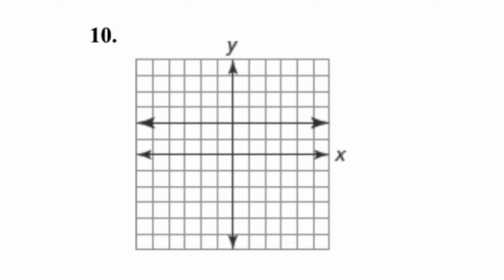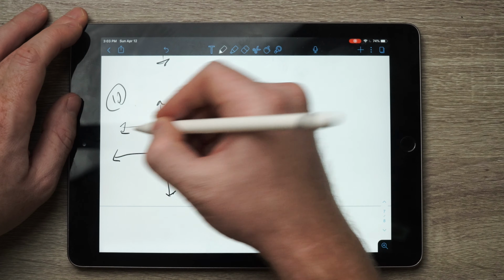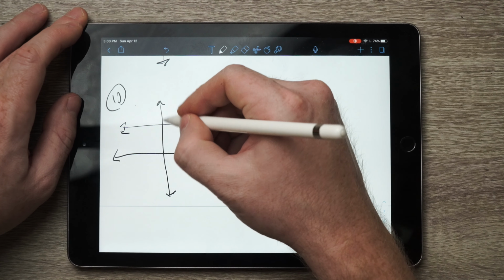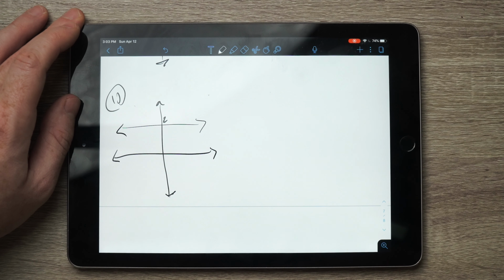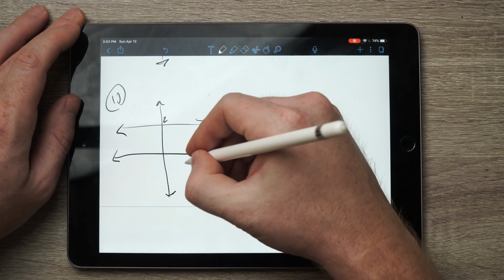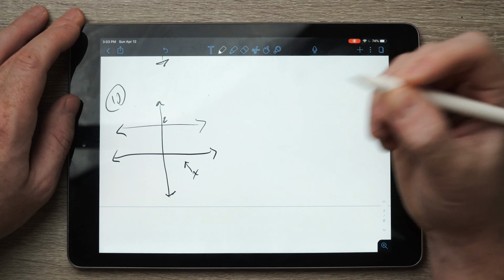Number 10 is a constant function. We have a horizontal line, which means that if we were to call this any value, I'll say it's 2. It could be anything. But regardless of the x value, remember that's this axis here, we get the same y value of 2, which makes this a constant function. It doesn't change. You could put in 1, 10, or 100 for x, and it would always give you 2. This is a constant function.